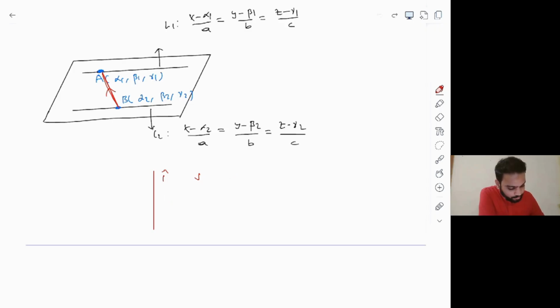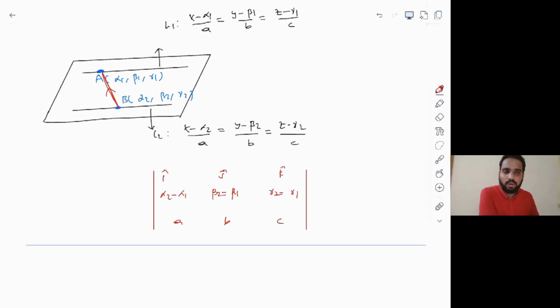Let me write it clearly. So I cap, J cap, K cap. You take the DRs of AB bar here: alpha 2 minus alpha 1, beta 2 minus beta 1, gamma 2 minus gamma 1. Similarly, the other one is the DRs of any one of the lines L1 and L2. And I hope you're understanding the reason behind this, right?